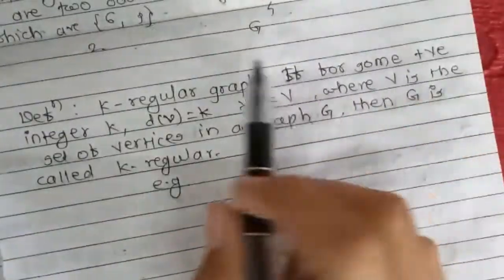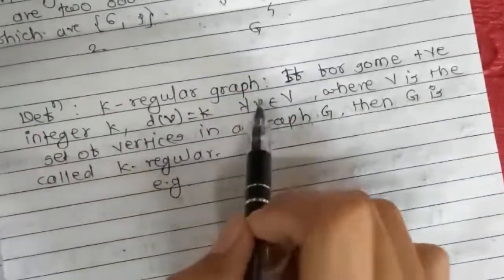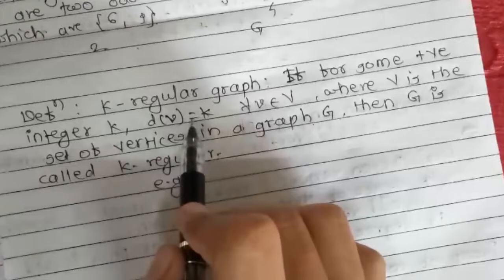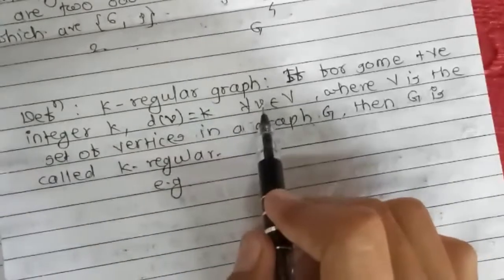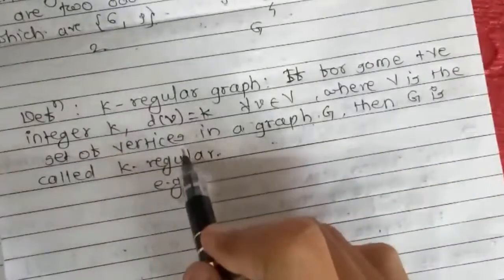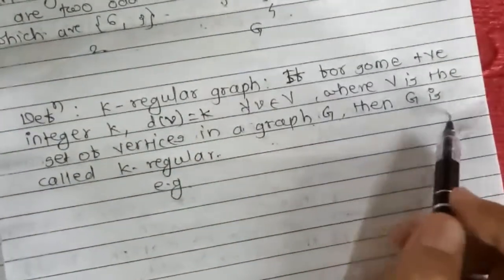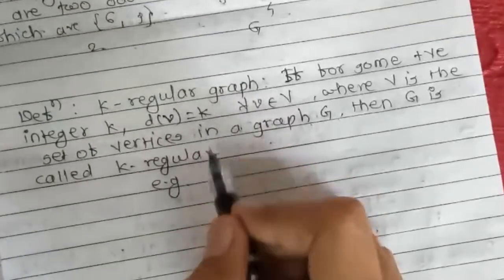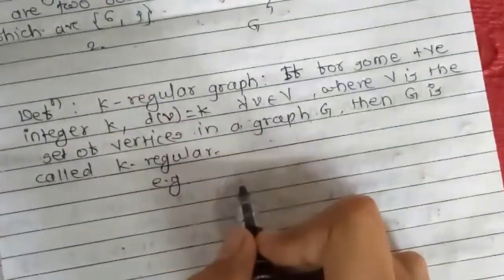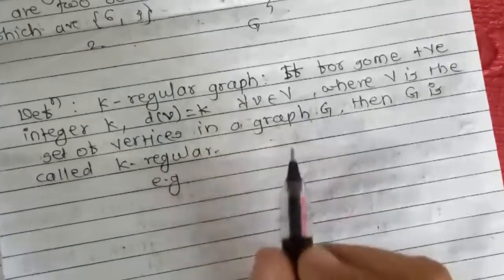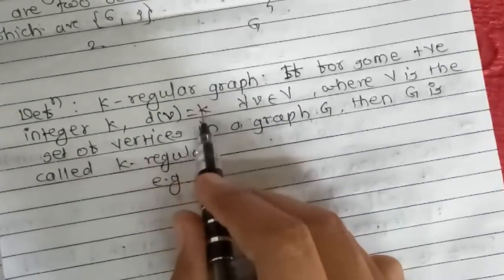Now we see the next definition, k-regular graph. If for some positive integer k, degree of v is equal to k for all v belonging to V, where V is the set of vertices in a graph G, then G is called k-regular, right? So the meaning of this statement is the graph is k-regular. That means in a graph G all vertices have degree k, right?